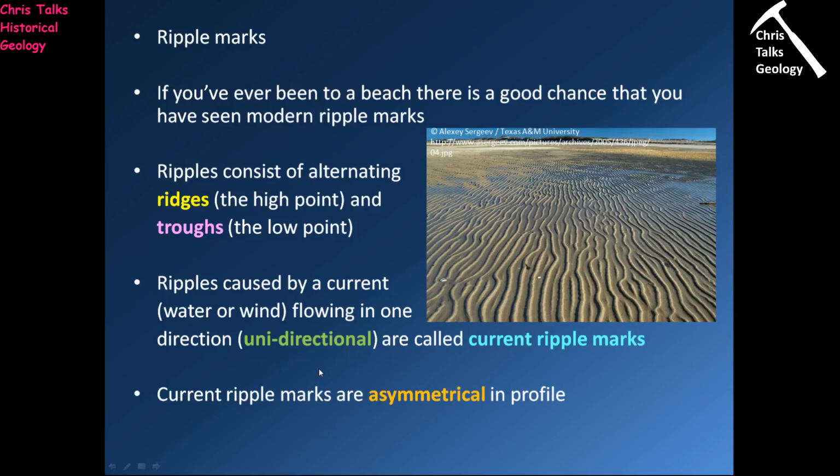Now this tells us that the flow of sediment that created this ripple was unidirectional. It only went in one direction. A good example of the kind of environment we'd be thinking of would be something like a river. A river only flows one way, so the sediment only gets transported in one direction. That is a unidirectional flow. And so these unidirectional flows will create a current, and the ripples produced by that current are called current ripples, and they will be asymmetrical.